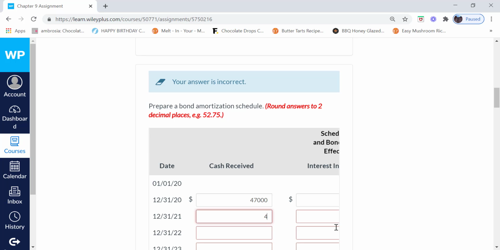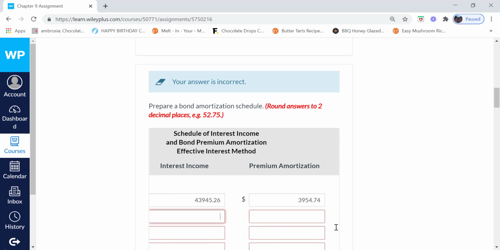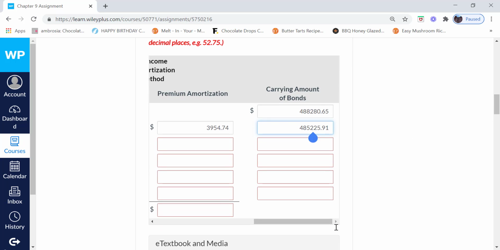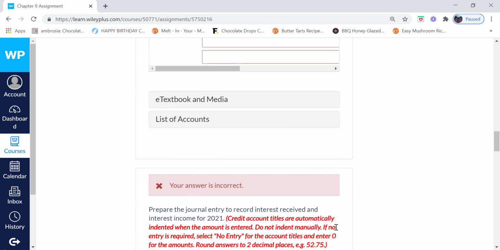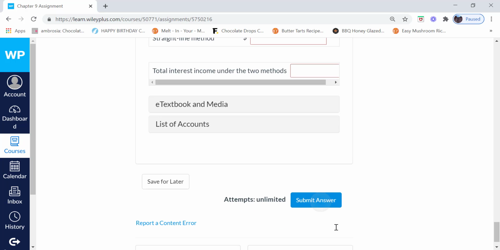The cash received is going to be the same every year. The interest income is always going to be the balance of the bond at the end of last year times the 9%, and then the premium amortization is just the difference. And ignoring rounding, you should get the carrying value. So I don't want to go through all the years. I think it's a good exercise for you to go through them all. Let's see if we got the first year right.